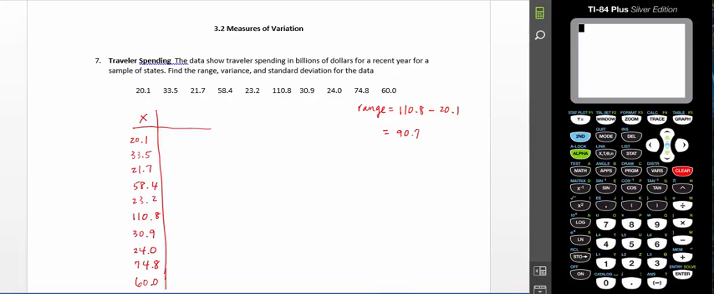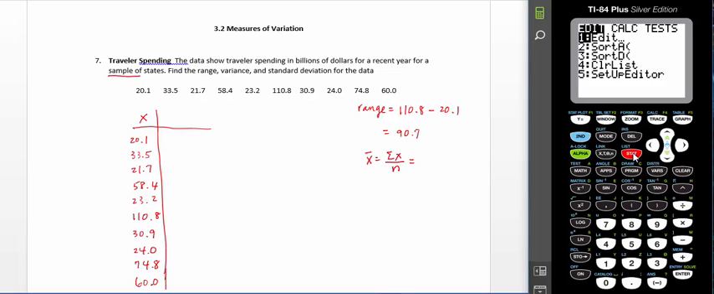Next, we're going to find the variance. To find the variance, we need to know what the mean is. Now, it's important that we pay attention to the words in the problem, sample of states. So what I'm going to be finding is the sample mean. And sample mean is the sum of all the numbers divided by however many numbers.